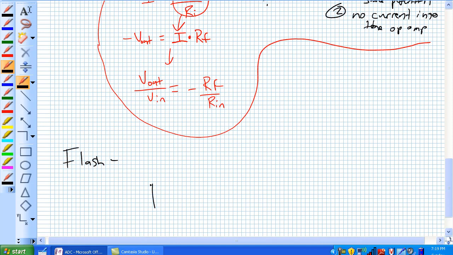So we've got a voltage comparator. Again, it's the same symbol too. We've got an inverting, non-inverting, and our output.